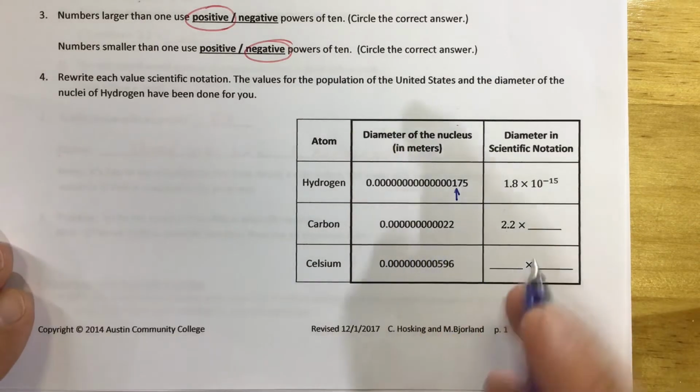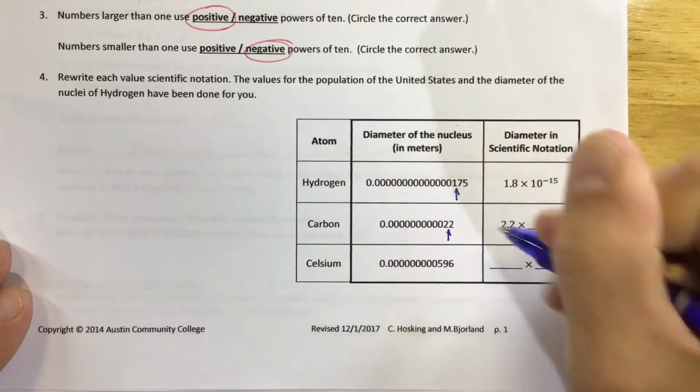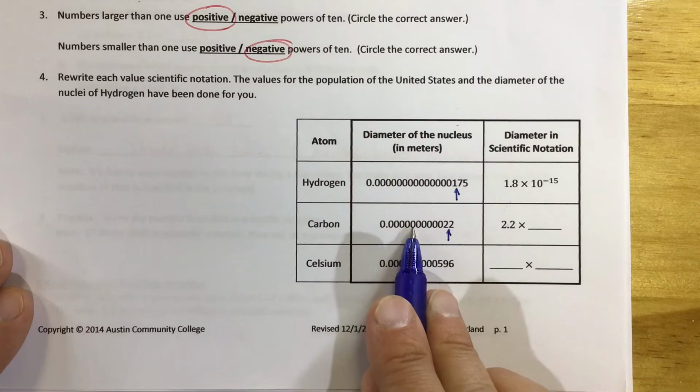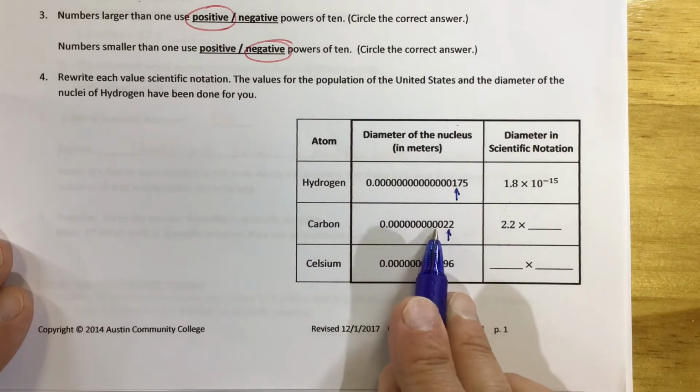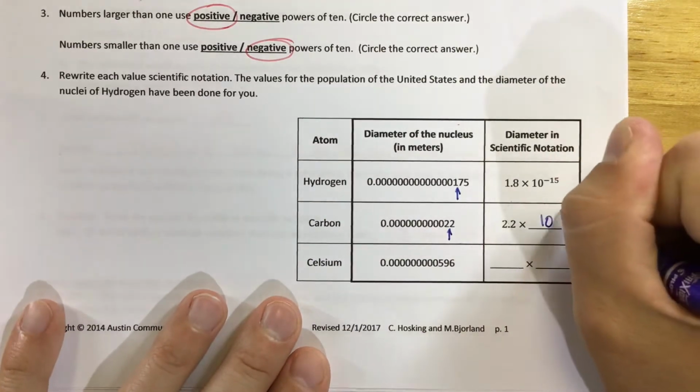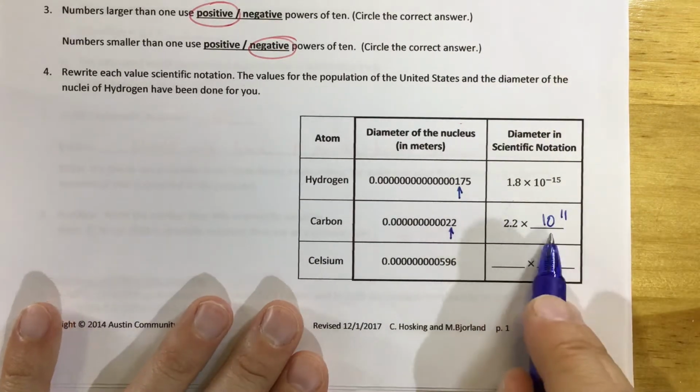All right, so the next decimal place is going to go right there. So let's count all the zeros. 1, 2, 3, 4, 5, 6, 7, 8, 9, 10, plus an extra is going to give you 11. So it's going to be 2.2 times 10 to 11.